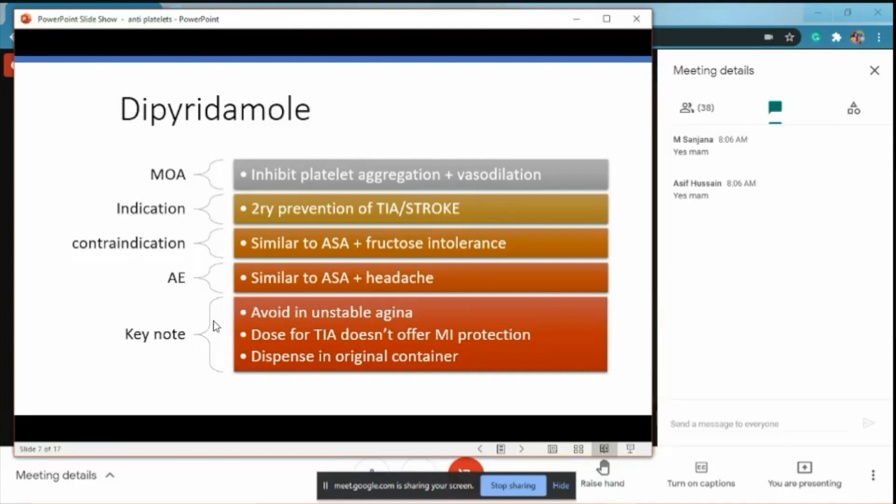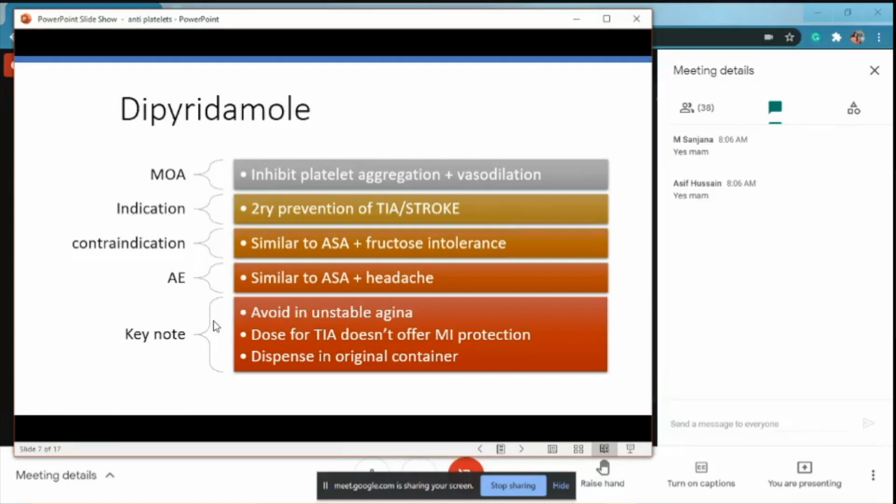And it has to be dispensed in the original container because it's moisture sensitive. So we know that the container has a desiccant, so we have to make sure we dispense it in the original container. We do not open the container and dispense the medication. And can we crush this dipyridamole?